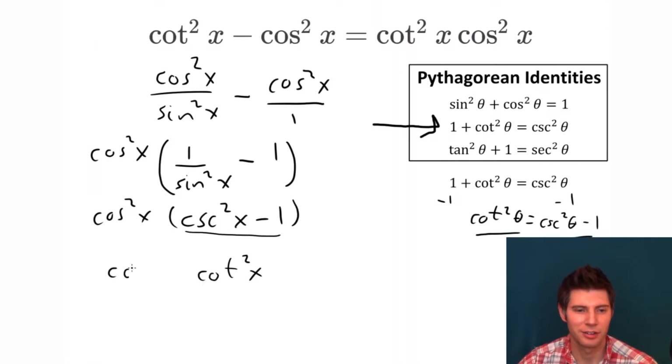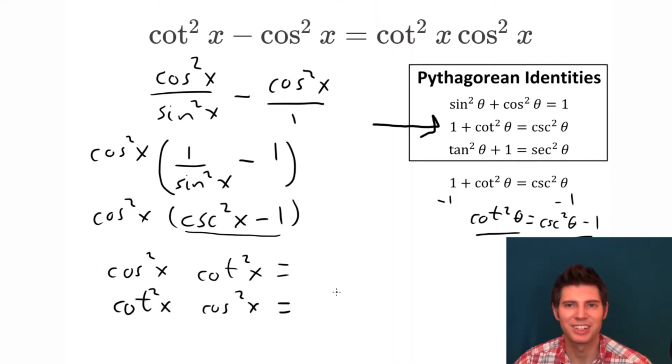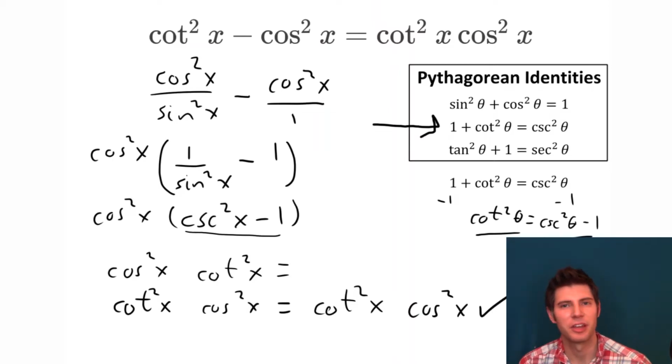So I'm going to rewrite it. Bring down my cosine squared. And then we'll just flip the order. And that matches exactly what we're trying to equal. So this one is done. So we did Pythagorean identities and factoring out the common term.